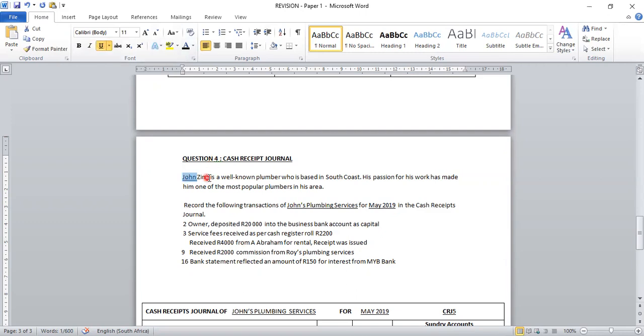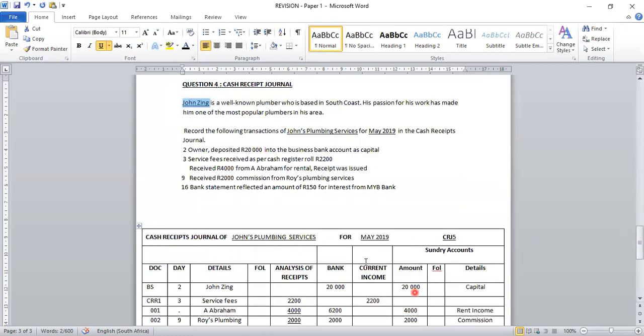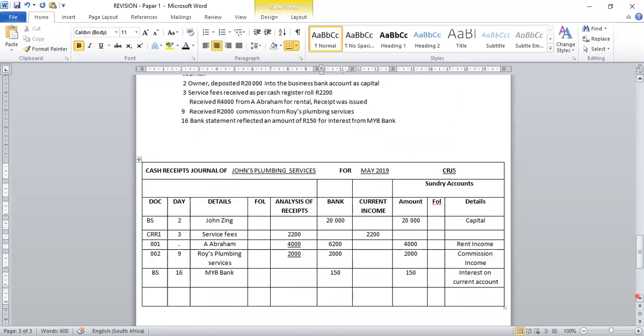So firstly, I've recorded the name of the business and the month and year that you are going to do the CRJ. Now I'm underlining the name of the owner. So learners, as you can see, the first point is to complete the heading. So it will be cash receipts journal of John's Plumbing Services for the month of May 2019. And the book number will be 5. The book number is 5 because May is our 5th month of the year. So this is our 5th book.